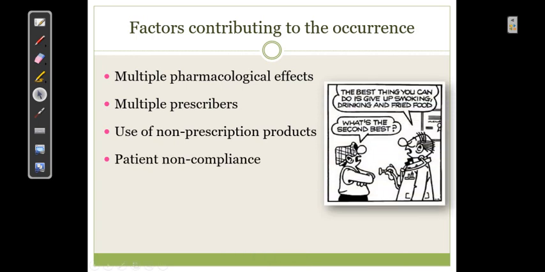Patient non-compliance is again a very common factor that could contribute to the occurrence of drug interaction. Here the doctor is advising that you should give up smoking, should not drink alcohol, and should not take oily food. That is the best option, and then the patient immediately asks what the second best option is. Such scenarios are observed with many patients, and they do not comply with the non-therapeutic approaches recommended by the doctors, or the timing of the medication.